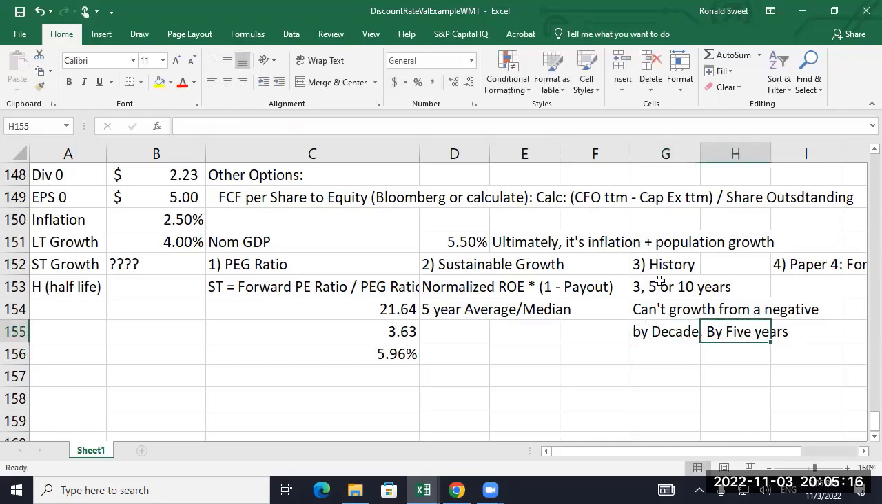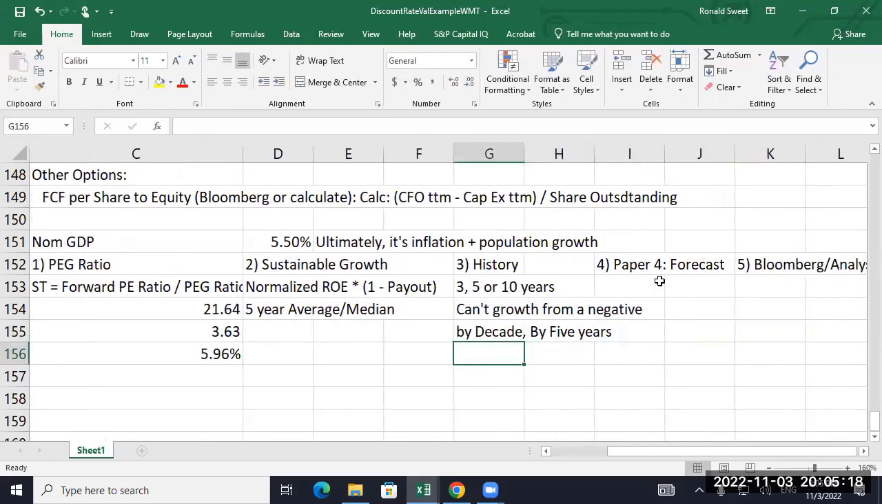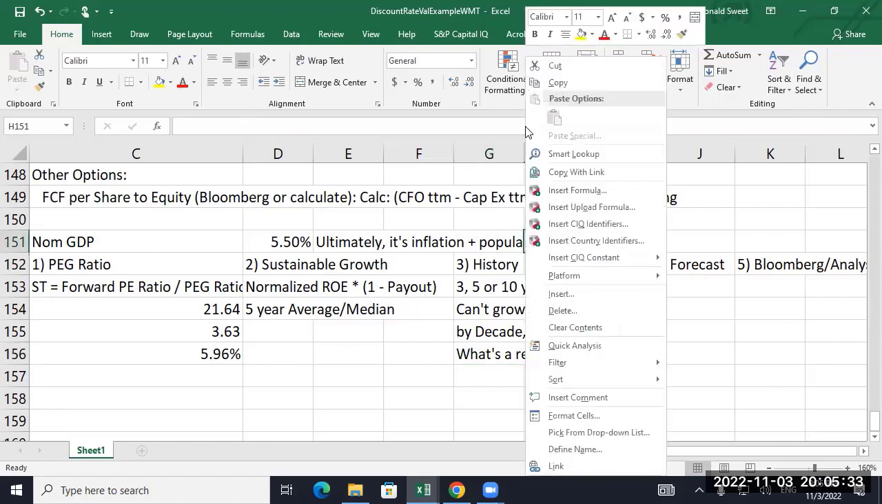But the key here is what's a reasonable range. So if the fastest they've ever grown is 7.8%, you're probably not going to use a 12% short-term growth rate unless you have something spectacular going on with this firm.